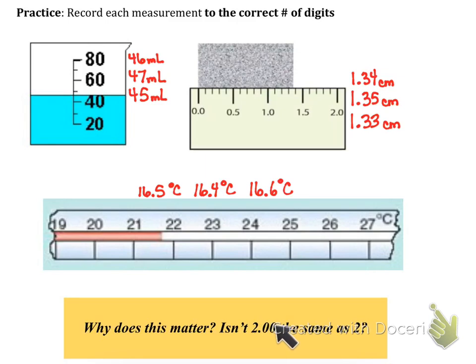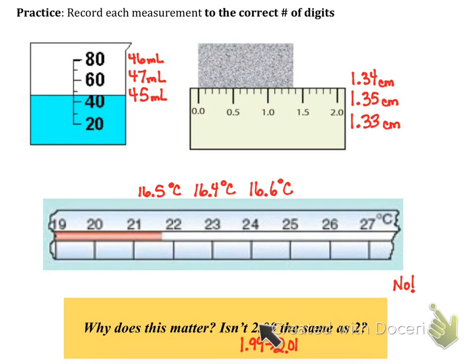Isn't 2.00 the same as 2? What's confusing about this is when you put 2.00 into a calculator, the calculator turns it into a 2. And that, I think, is maybe what causes a lot of confusion with students, and they don't see the importance. But it's not the same, because 2.00 means that this final 0 was my estimated digit, and 2 is somewhere between 1 and 3, and that's it.